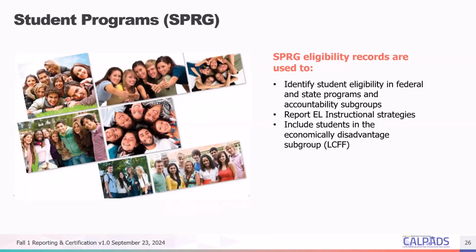All right, so student programs, right? This is the last file that comes from the SIS for Fall 1 of the 4. Student program is used to determine eligibility for federal and state programs. Many of these programs include students in accountability subgroups. They report in EL instructional strategies, the LIP program, and they include students in the LCFF. And Kyron will talk more about the accountability subgroups, and in doing so, he'll talk about these programs.